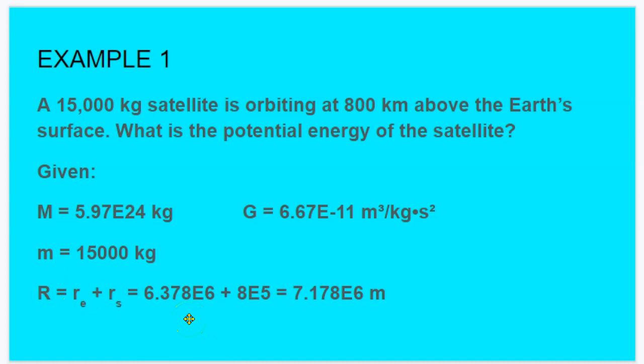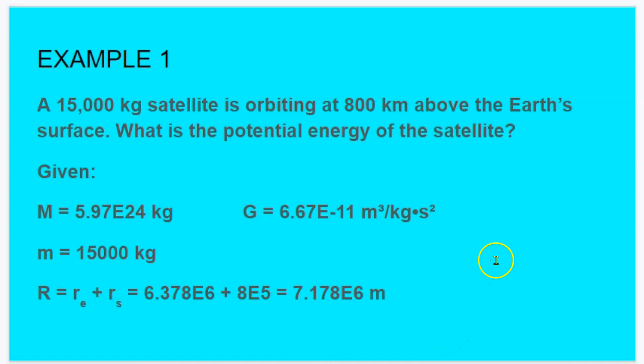So the radius of the Earth is 6.378 times 10 to the 6th plus 8 times 10 to the 5th, which is 800,000 meters. Okay, so if you add those two together, you get 7.178 times 10 to the 6 meters. So that represents the distance from the center of the Earth to the center of the satellite.